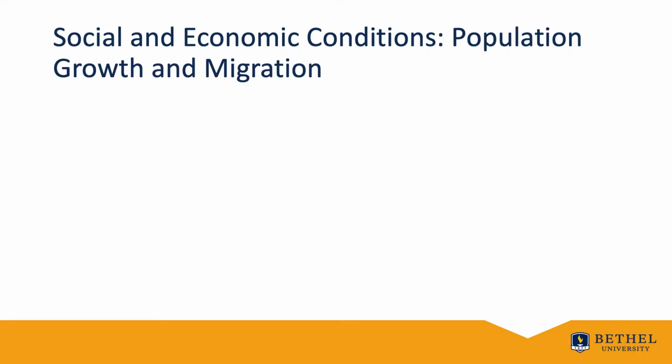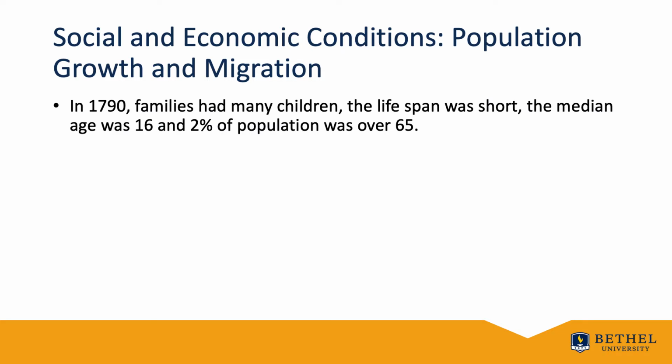Let's move to the next section now, which is social and economic conditions, population growth and migration in the early period, in this period between 1777 to 1860. In 1790, families had many children. The lifespan was short. The median age was 16, and 2% of the population was over 65. Now, I just want you to imagine this, only 2% of the population was over 65.